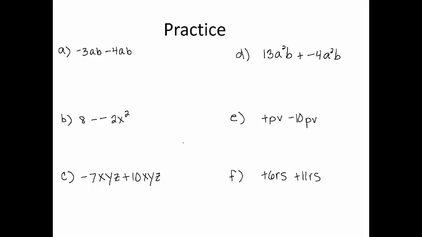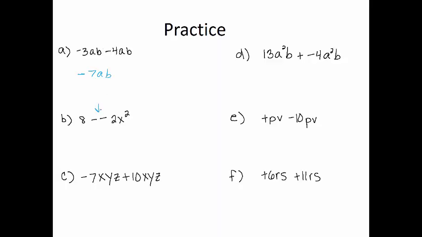Alright, so go ahead, pause it and try these, and then hit play when you're ready to check your work. Alright, so here, same sign rule. We have negative 7ab.